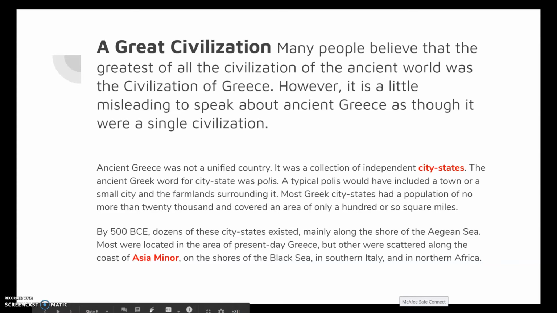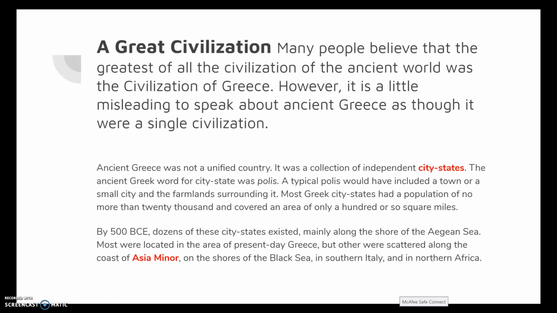All right, so a great civilization. In Greece, many people believed that the Greek civilization was the greatest civilization. But it wasn't a single civilization. Greece was made up of a collection of independent city-states, meaning there were a bunch of small groups together. So the word for city-state was polis. If you hear words like metropolis, there are a couple different ones, and we talk about that on another slide.